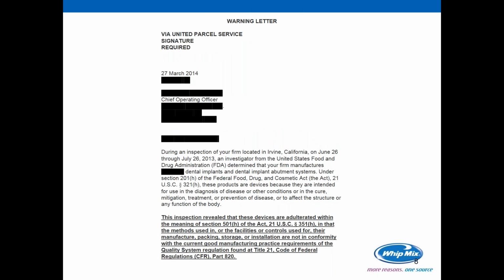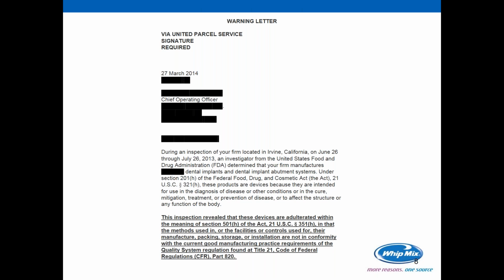Now, the last warning letter example is from a dental manufacturer. I'm not trying to make this manufacturer look bad or anything, so I blacked out all information that referred to exactly who the manufacturer was. But this was issued a while back, on March 27, 2014, to the Chief Operating Officer. You can tell that they're in California. And again, it says the United States Food and Drug Administration determined that your firm manufactures dental implants and dental implant abutment systems. Now, while I realize that's above and beyond what a lot of dental labs are engaged in, whether you are a manufacturer of a Class 1 or Class 2 medical device, you are subject to the FDA regulations.